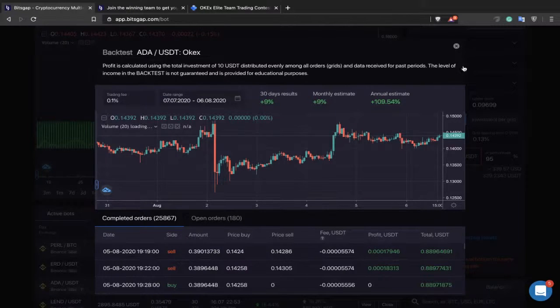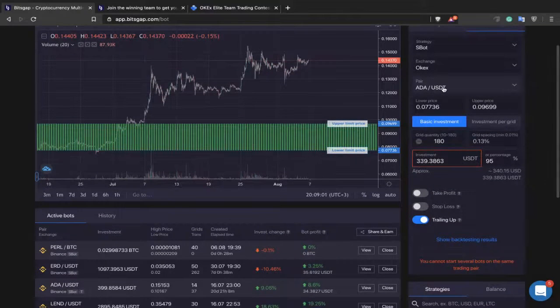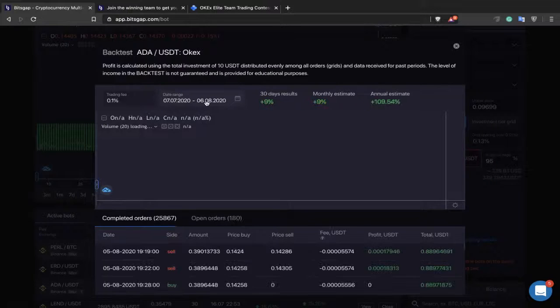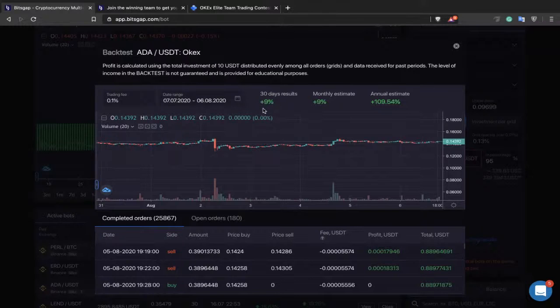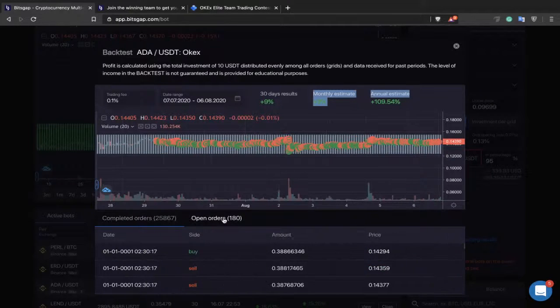And here on the main page, all you have to do is to select the cryptocurrency pair of your interest, and let's say that's Cardano to USDT you are considering to trade. So you click on show backtesting results, and here you can select the date range, and that's automatically set as a 30-day period. So from the 7th of July until today, the bot would generate 9% in the quote currency. All right. So you see all of the completed orders that it would have completed if you've launched it, and all of the open orders, because it is on a rolling basis.